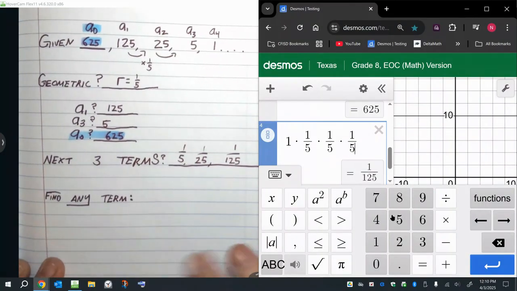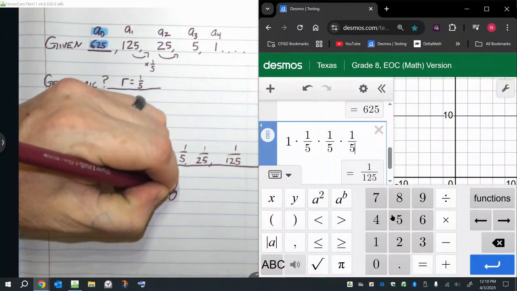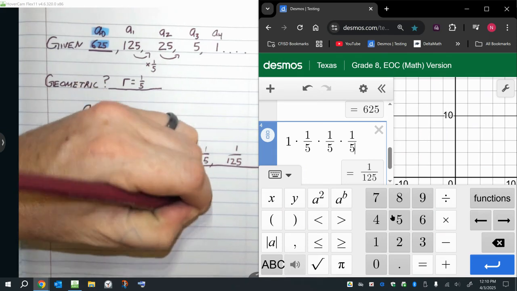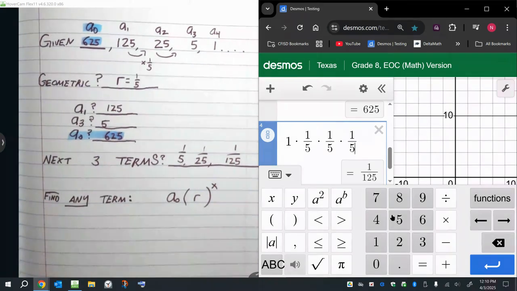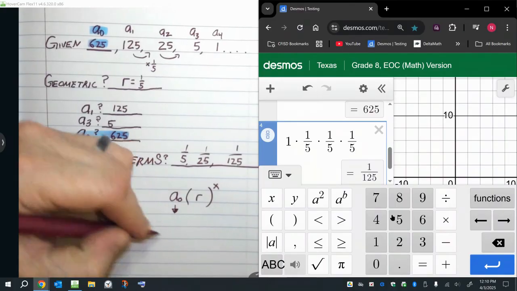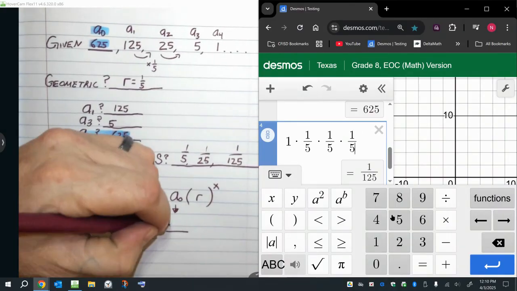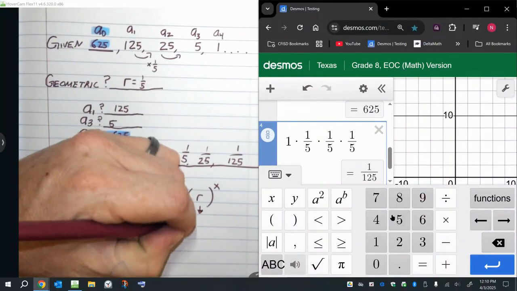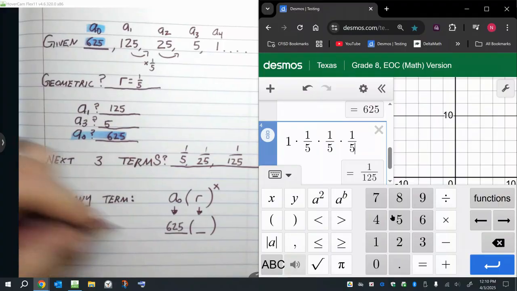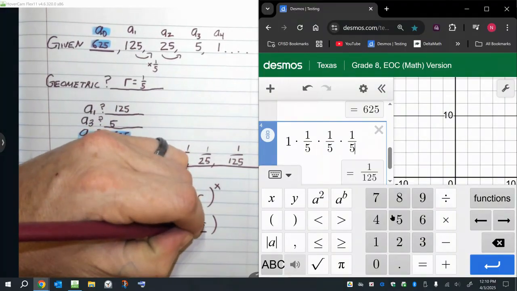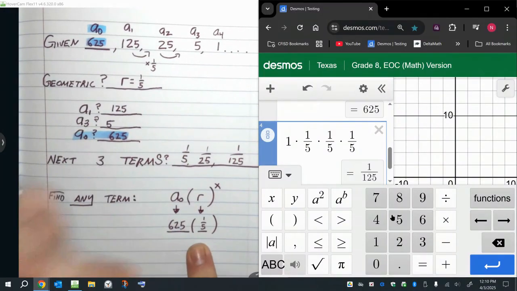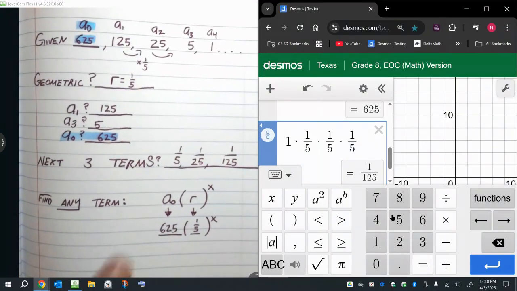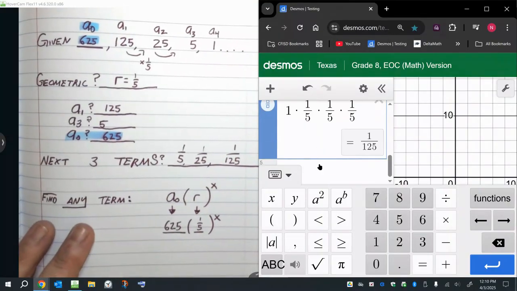Now, if I want to find any term, all I need is a sub 0 and my r value, and then I raise that to the power of x. So in other words, if I know what a sub 0 is, in this case it's 625, and if I know what my common ratio is, in this case it's 1/5, and then if I raise that to the power of x, I should be able to generate any term. So as long as I know a sub 0 and r.